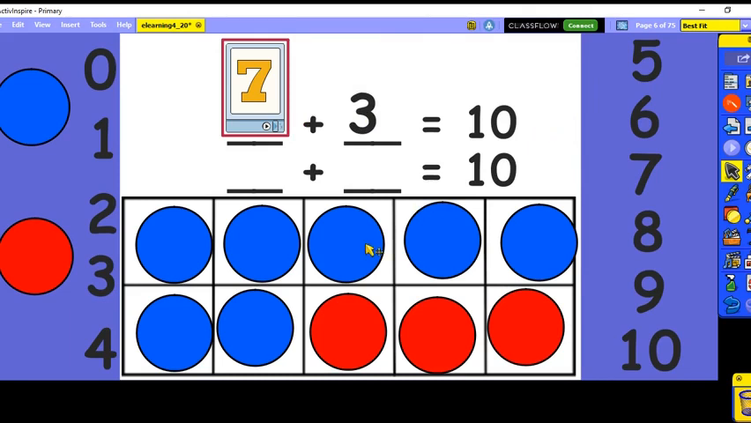Now let's do the related fact. We just have to change or reverse the order of the add-in. So we have 7 plus 3 equals 10. What's the related fact? 3 plus 7 equals 10. So either way we do it, 7 blue plus 3 red, or 3 red plus 7 blue equals 10.